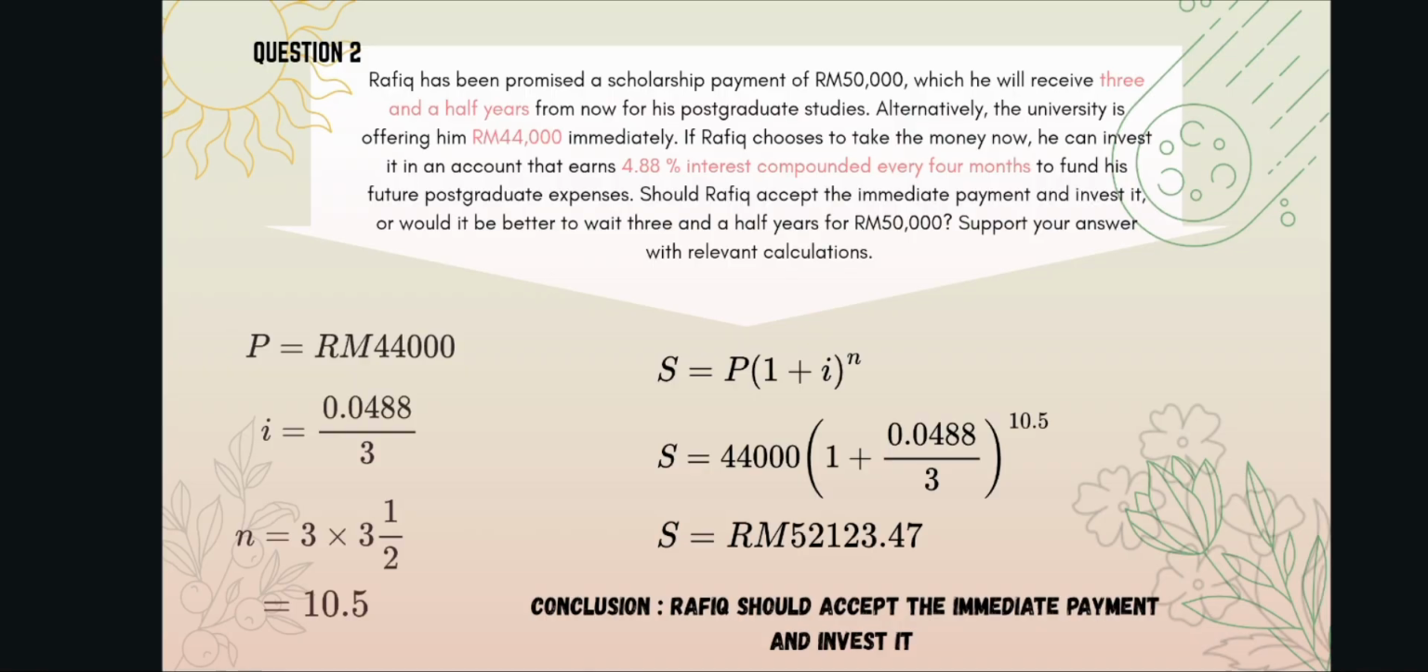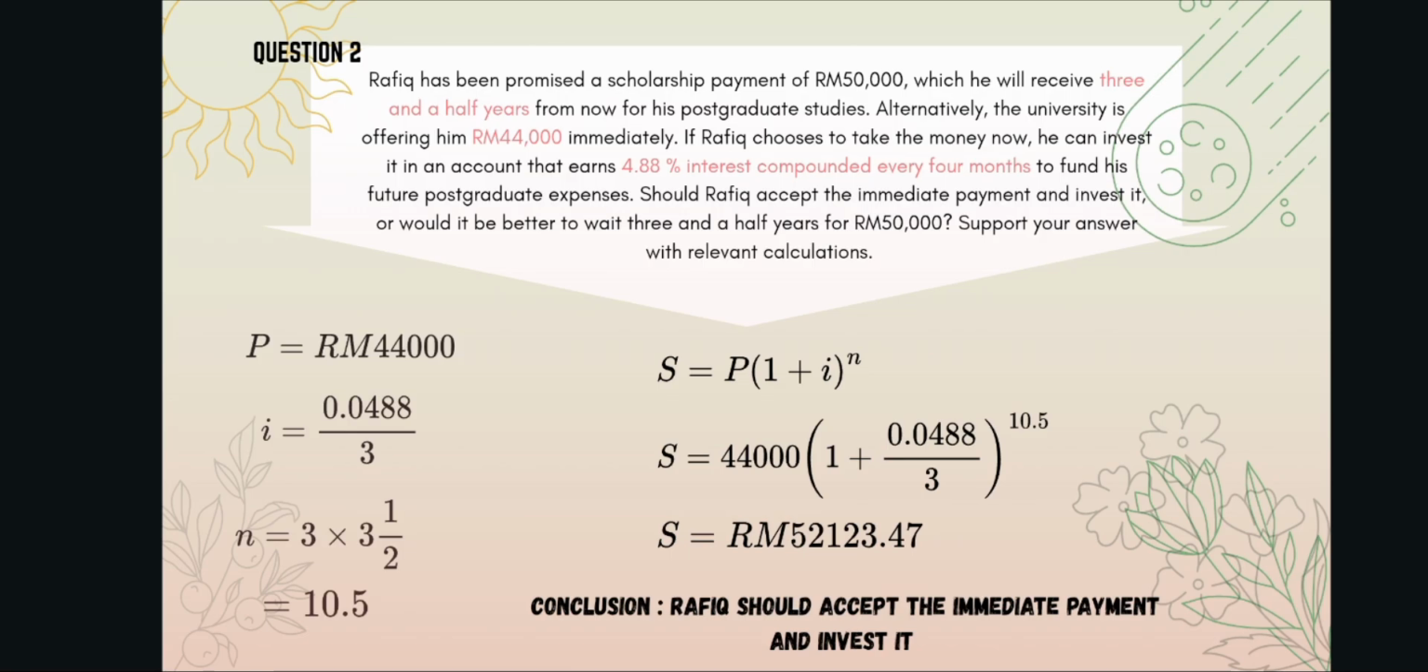Okay, for my part, I'm going to explain part A question 2. Rafiq is promised a scholarship of RM50,000 that he will receive in 3.5 years. Alternatively, the university offers him RM44,000 now. If he takes the RM44,000 now and invests it at 4.88% interest compounded every 4 months, should he accept the immediate payment or wait for the RM50,000?